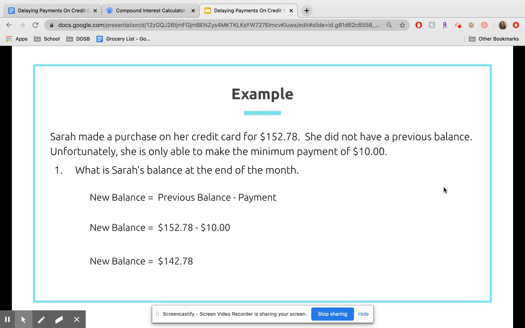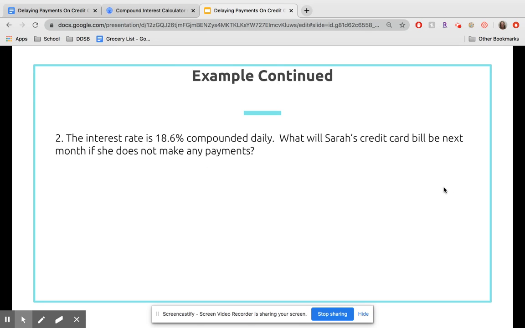So we've got $142.78 that she still needs to pay. Remember the $142.78, she will be charged interest on that since she did not pay the full amount. The interest rate is 18.6% compounded daily. So what will Sarah's credit card bill be next month if she does not make any payments?